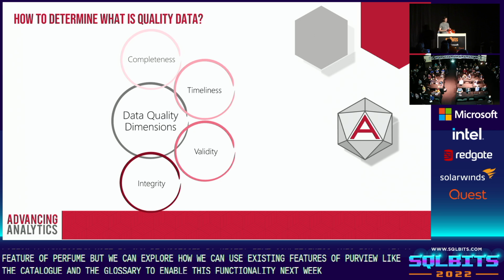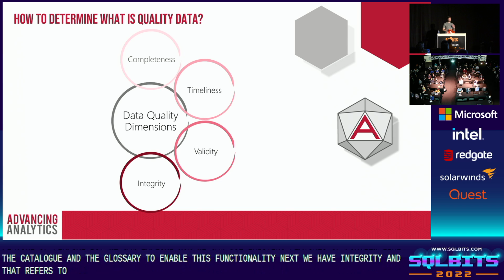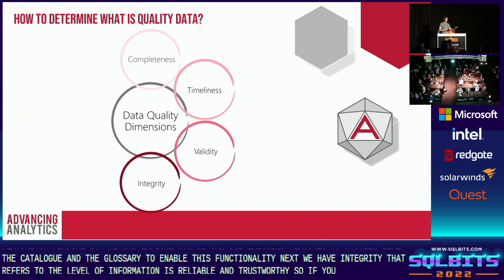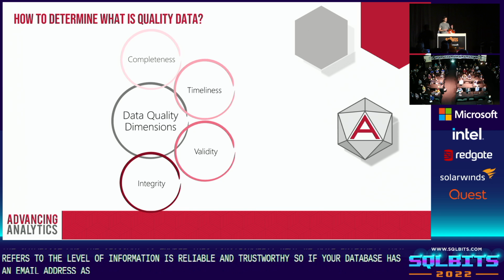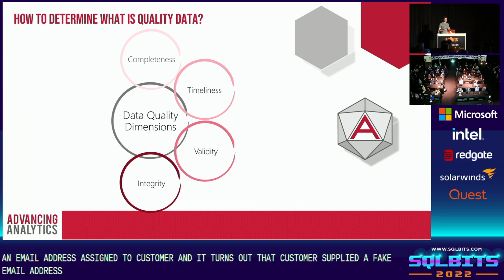Next, we have integrity, and that refers to the level of which information is reliable and trustworthy. So if your database has an email address assigned to a customer, and it turns out that customer supplied a fake email address, you've got an issue of integrity with your data.